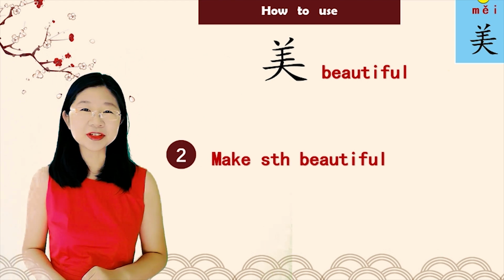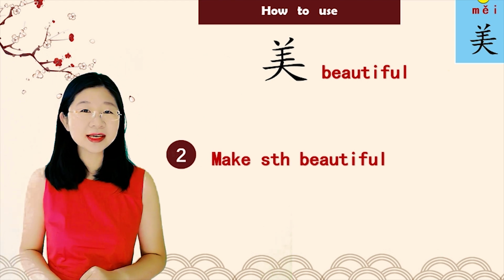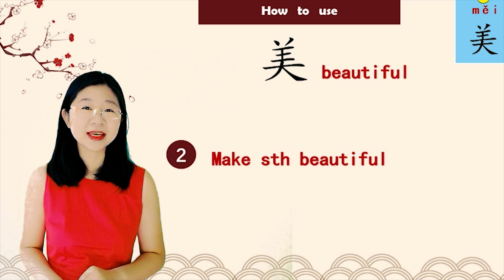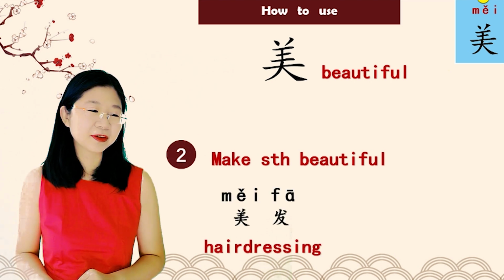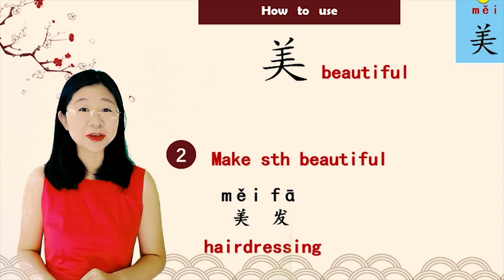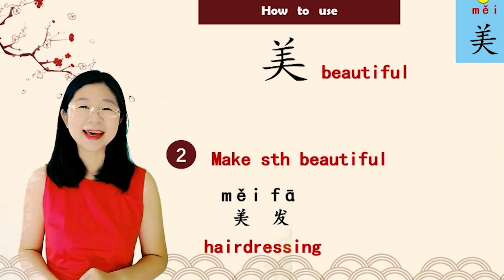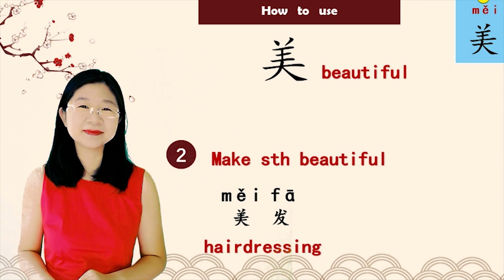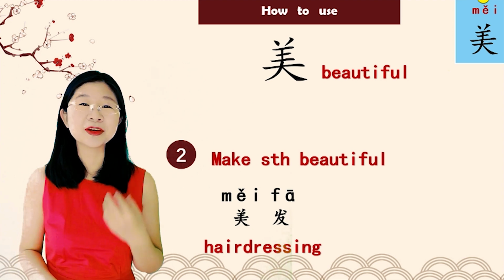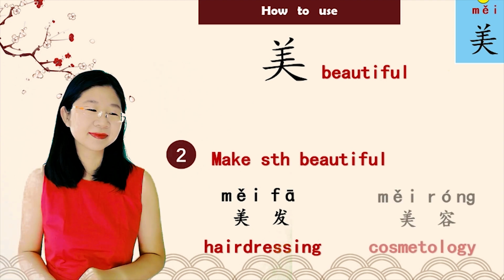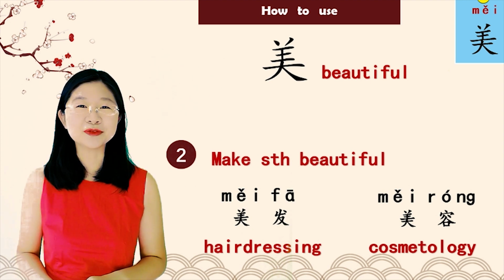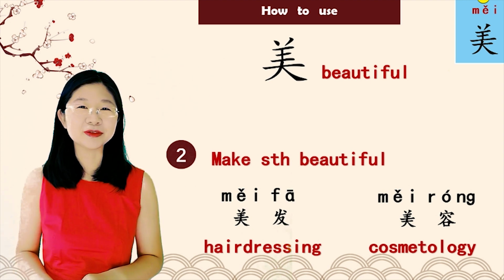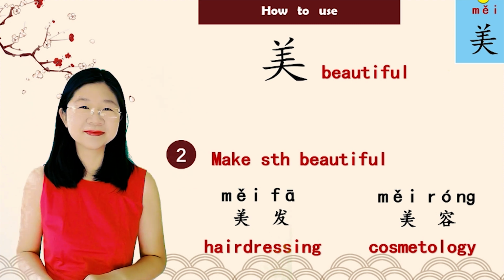The second usage of the character means make something beautiful. So it used as a verb. For example, make your hair beautiful. That is 美发, because 发 means your hair. Make your face beautiful. 美容, 美容, 容 have the meaning of face.